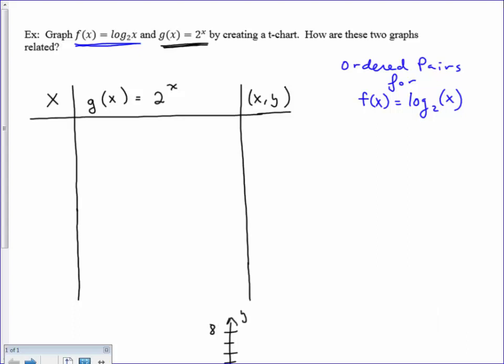Here we've been asked to graph f of x equals log base 2 of x and g of x equals 2 to the x power by creating a t-chart. We have also been asked how these two graphs are related.